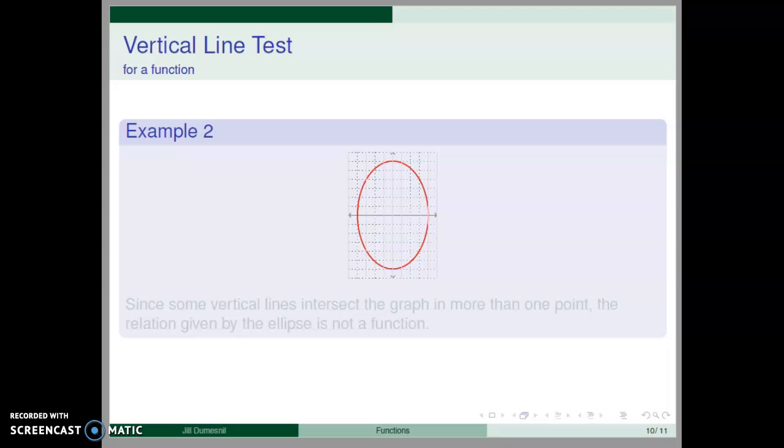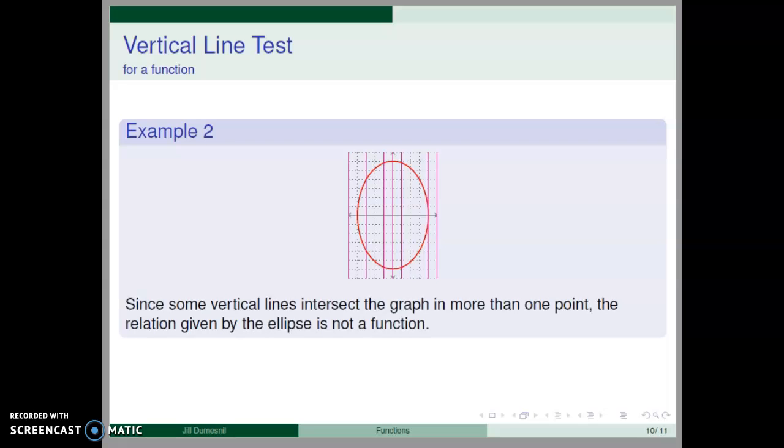Our second example is the relation defined by the given ellipse. We draw a variety of vertical lines and notice that some of them intersect the graph more than once. Therefore, the relation defined by this graph is not a function.